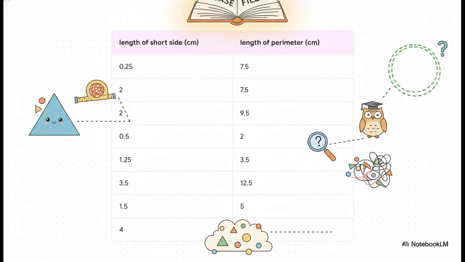All right, here it is, our official case file. On the left, you see the length of a triangle's shortest side, and on the right, its total perimeter. And man, this data is just all over the place, right? I mean, a short side of 2 has a perimeter of 7.5, but then a smaller side of 1.5 has a smaller perimeter of 5. It's really tough to see any kind of connection when the evidence is this chaotic.